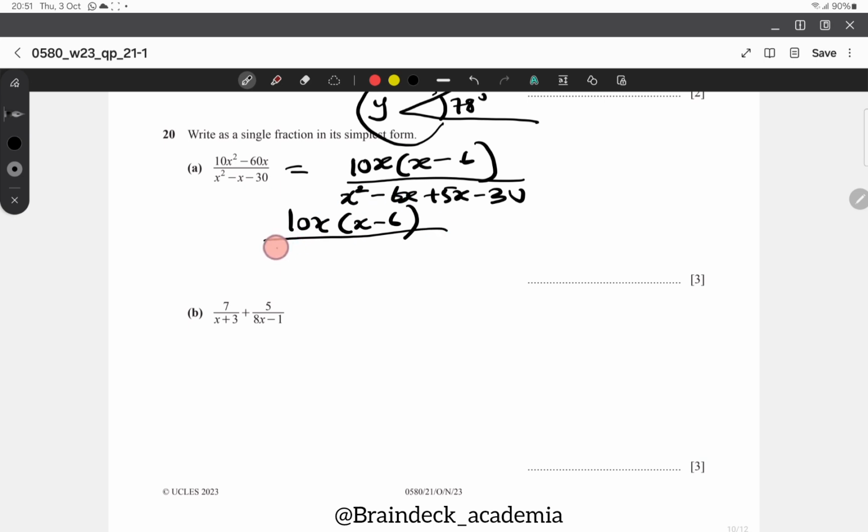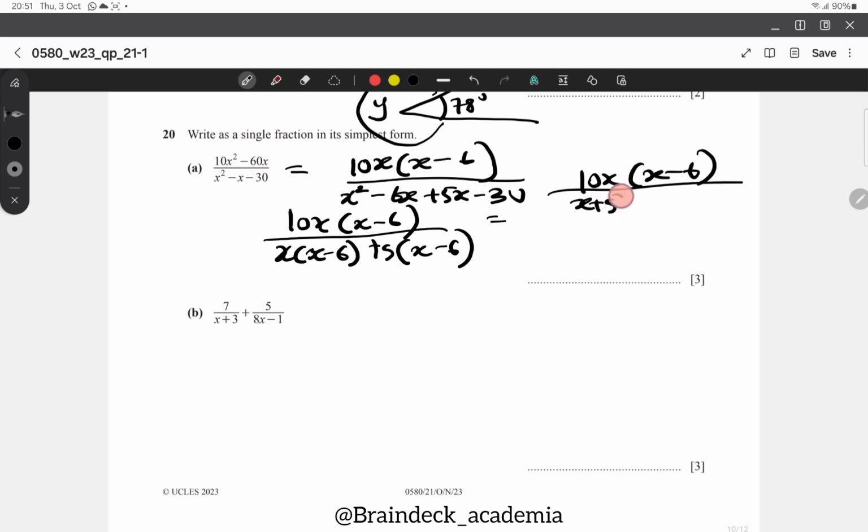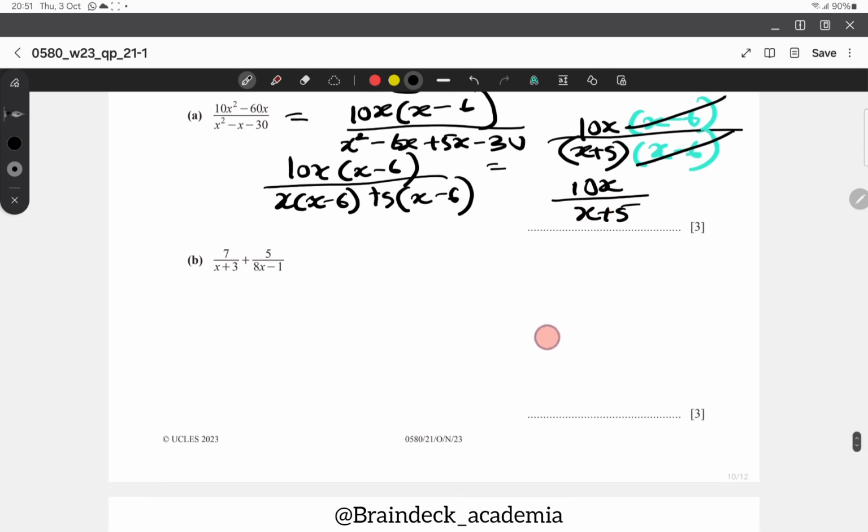Then I factorize this: x bracket x minus 6 plus 5 bracket x minus 6, which will now be 10x bracket x minus 6 over x plus 5 bracket x minus 6. Since this and this are equal, I can simply cancel them, and my answer is 10x over x plus 5. That's my answer for that one.